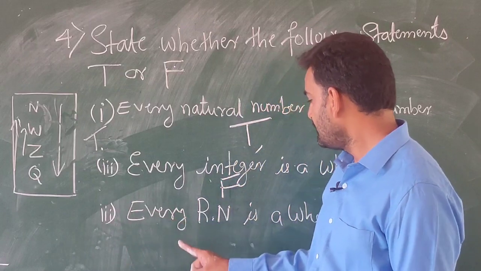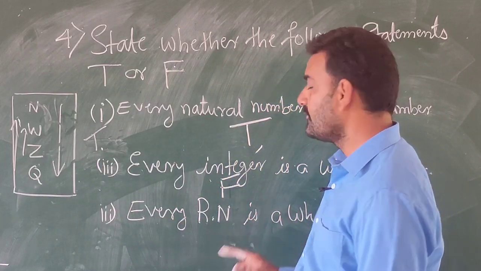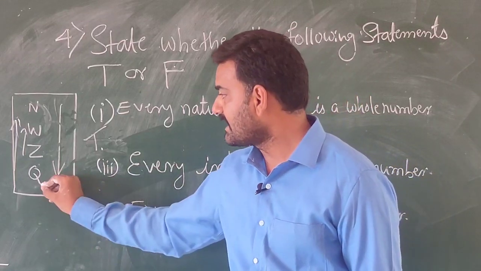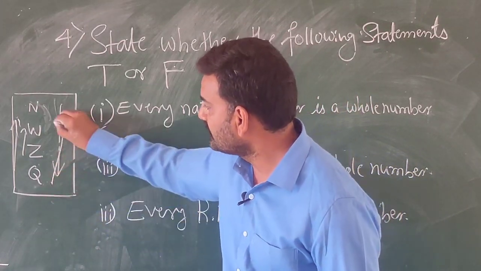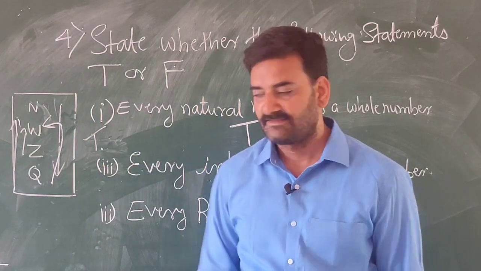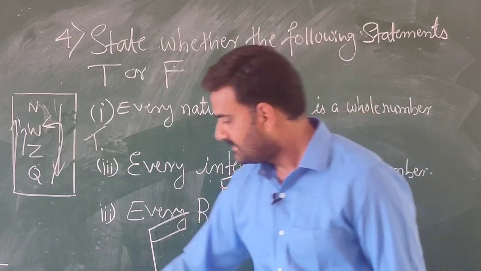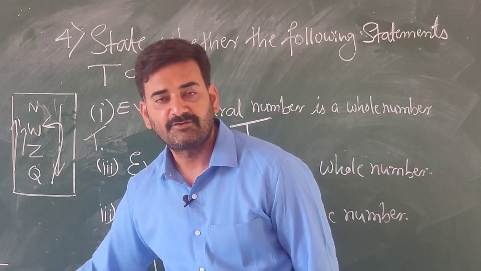Now the last one, every rational number is a whole number. Again I am going back. Back means what? False. Okay, so this is the way we have to do it.